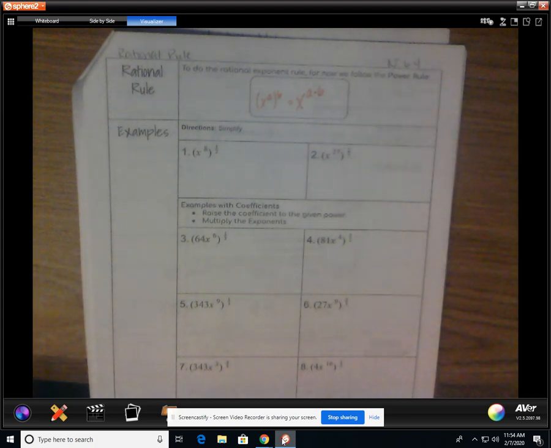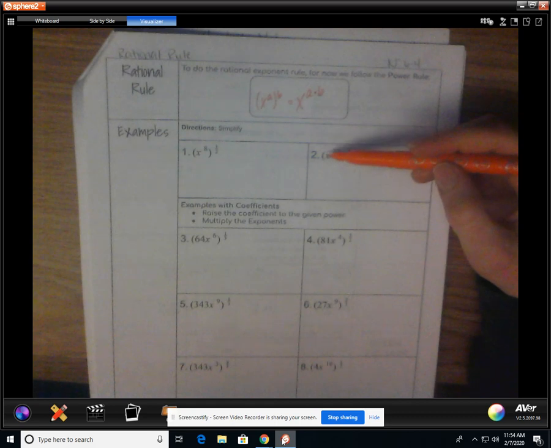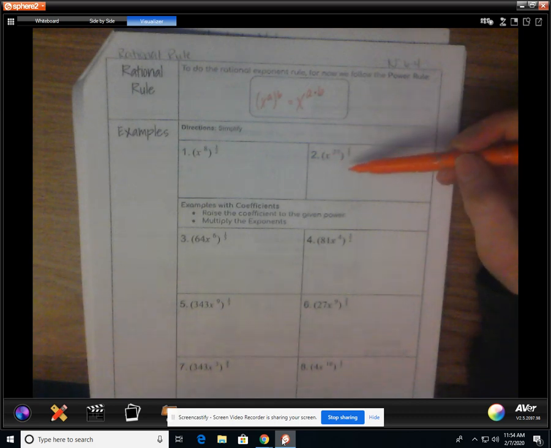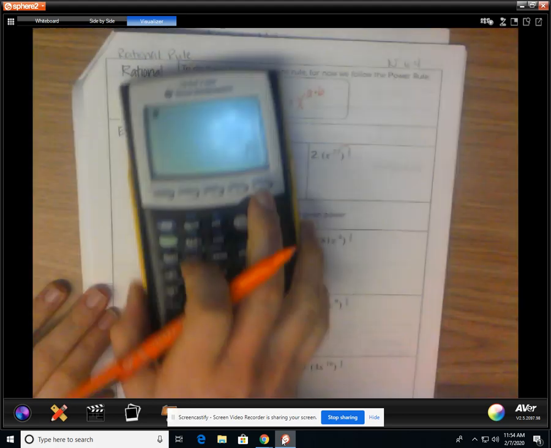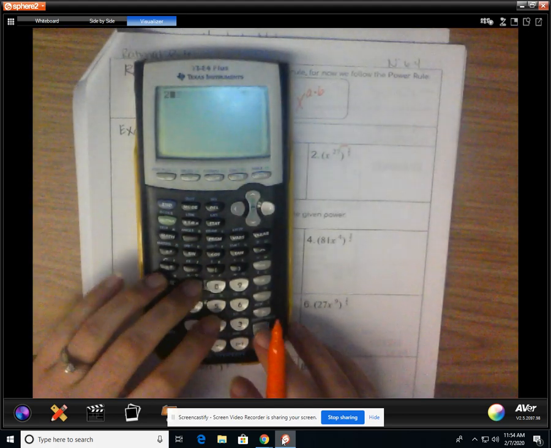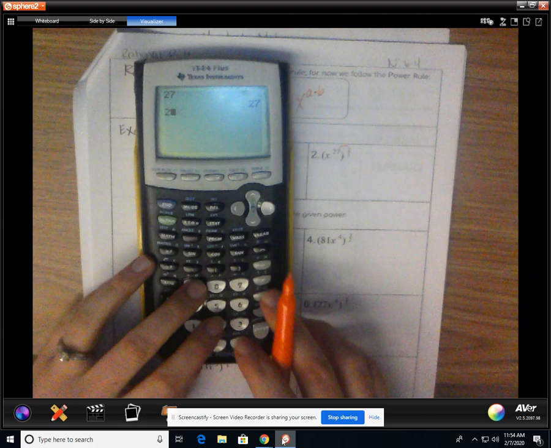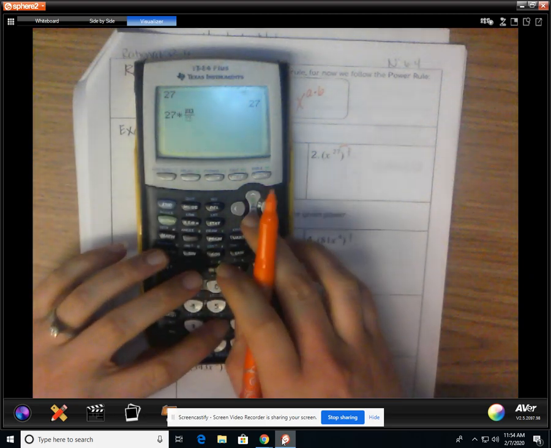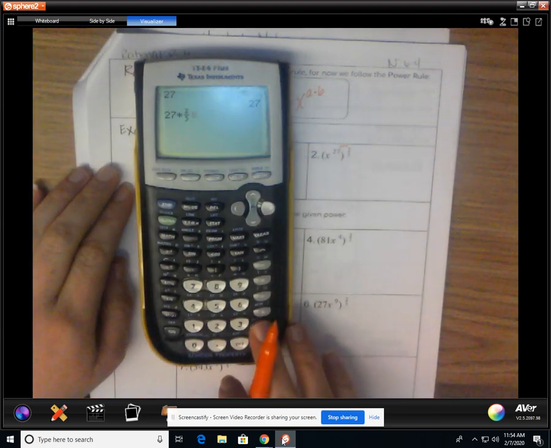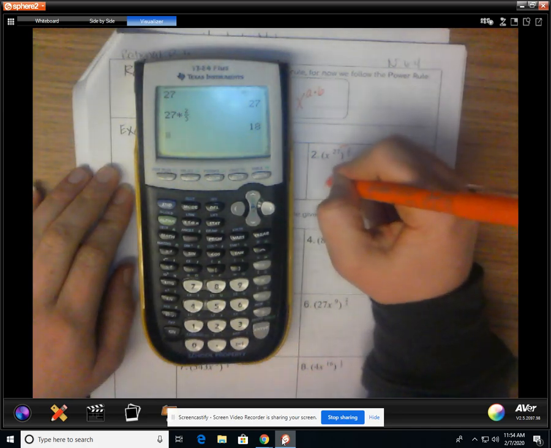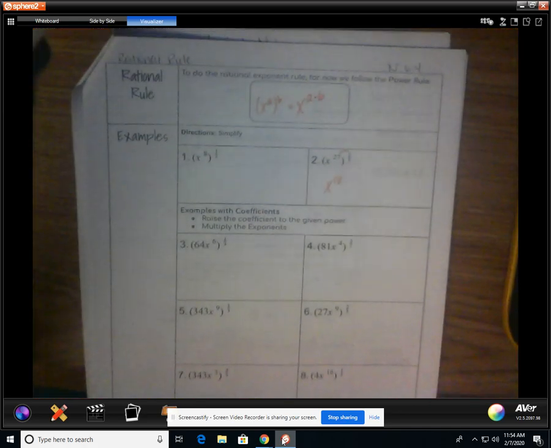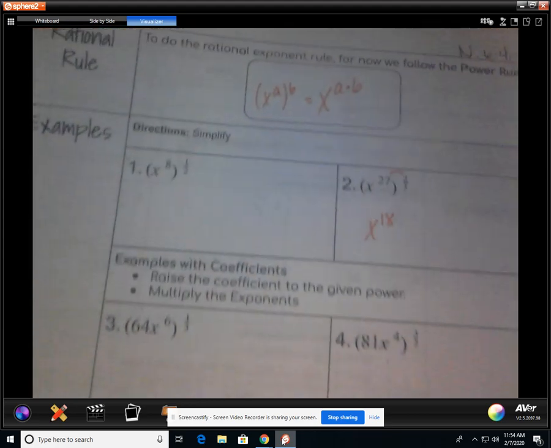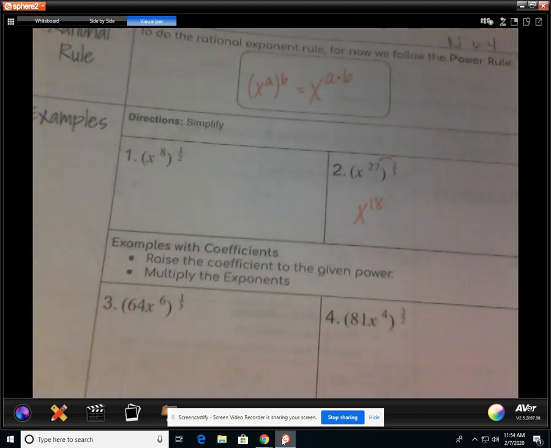So just like the power rule, if you have a coefficient, you're going to take it to the power. But if you don't have a coefficient, you're just going to multiply the two powers. So in your calculator, you're going to do 27 multiplied by 2/3. When you do that, this becomes x to the 18th.